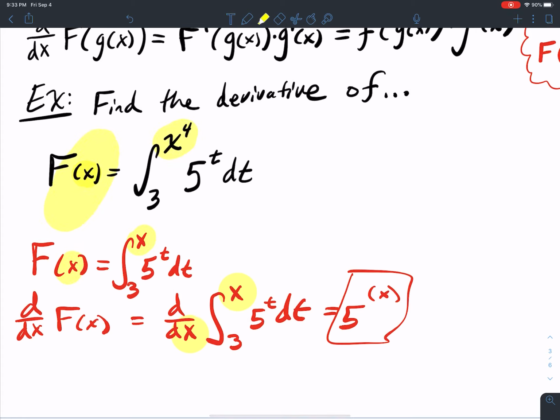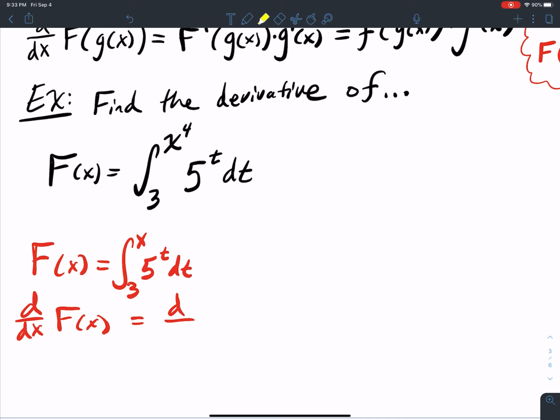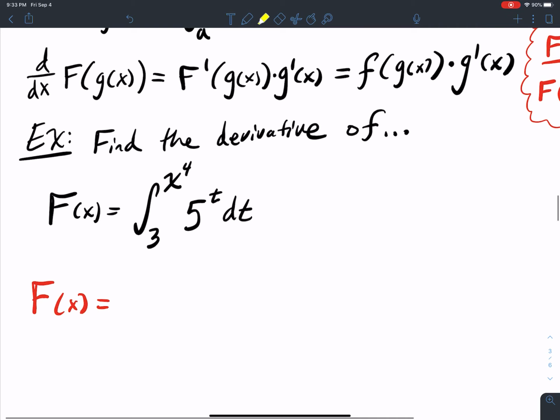But the problem why this doesn't work anymore is we don't have these things matching. This is an x to the fourth. So we need to handle this with a chain rule. So the first part is still the same, okay? It's f of g of x, so that g of x for this one is x to the fourth, but then I multiply by the derivative of x to the fourth, okay?